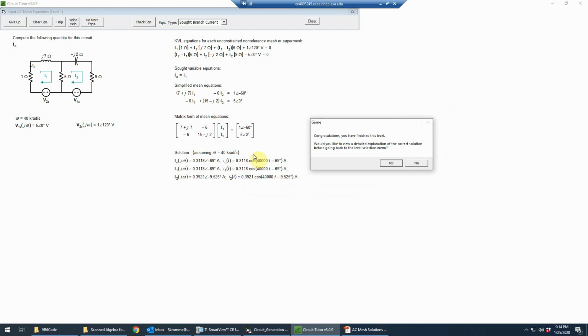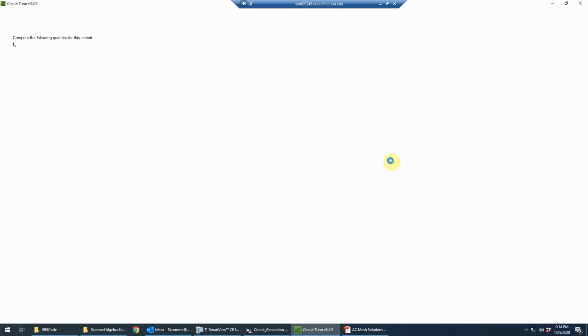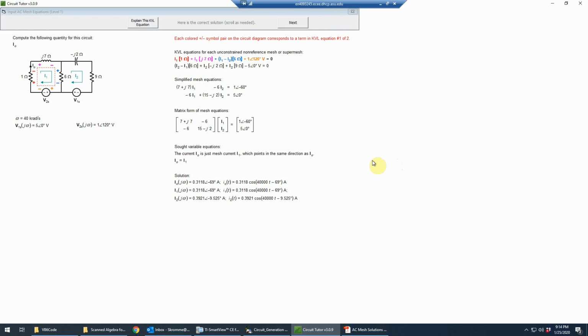So that essentially completes the problem. If you do want a detailed explanation of, for example, how these KVL equations were derived, or the sought variable equation, which in this case is pretty simple, you can just click yes there, and it'll offer more detailed explanations of these things. And in particular, you can get a very detailed explanation of each KVL equation if you would like to look at that. And that does complete this problem.